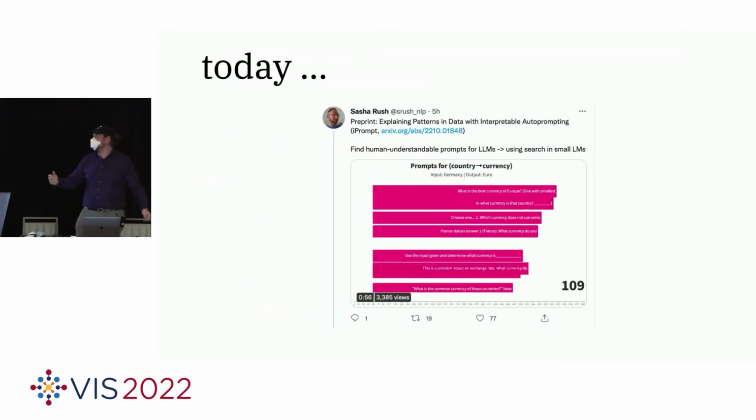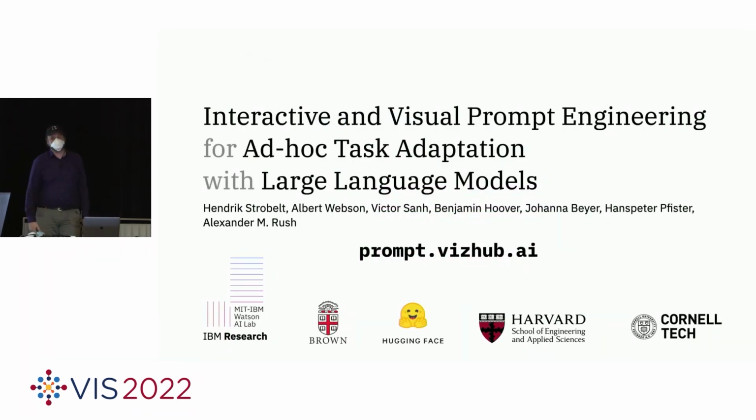And if you look today at Twitter, there's my collaborator, actually, Sasha. They just brought out a paper that says, explaining patterns in data with interpretable auto-prompting. So they search for these explainable prompts automatically. Maybe my system is obsolete. Who knows? With that, thank you very much, and feel free to look at Prompted with Up AI.